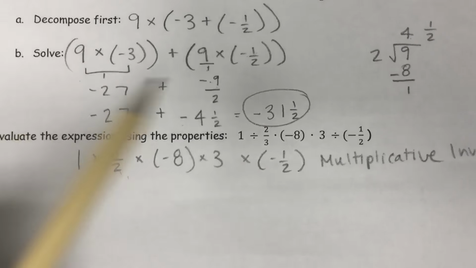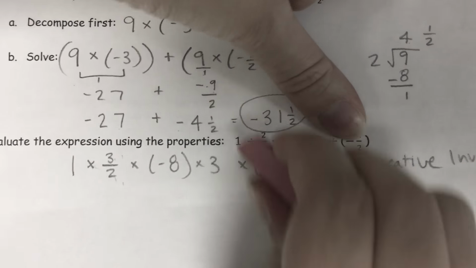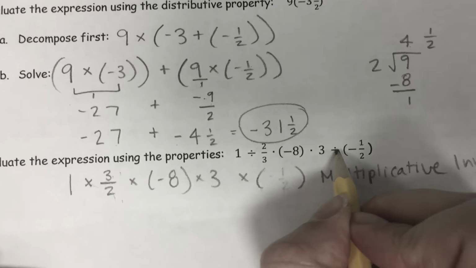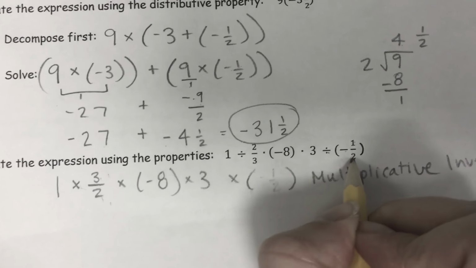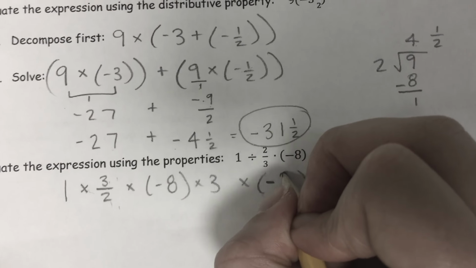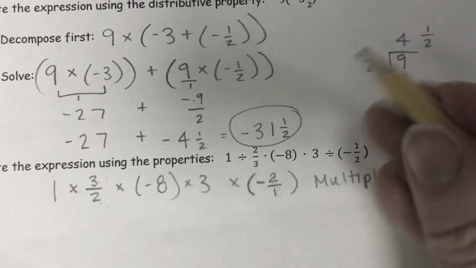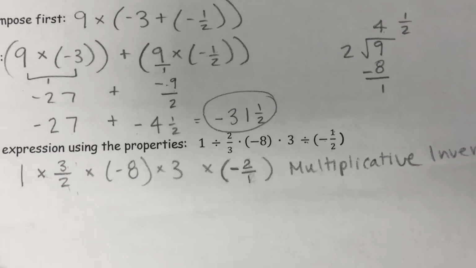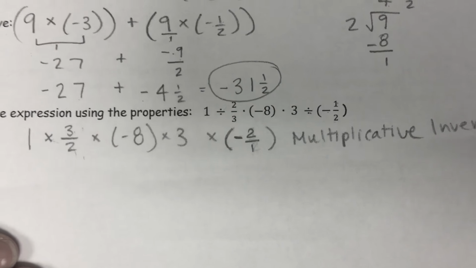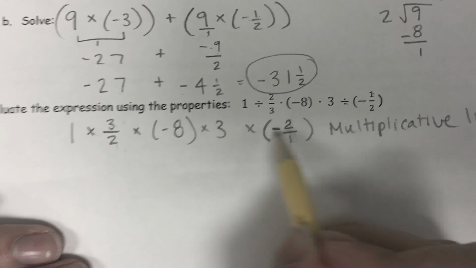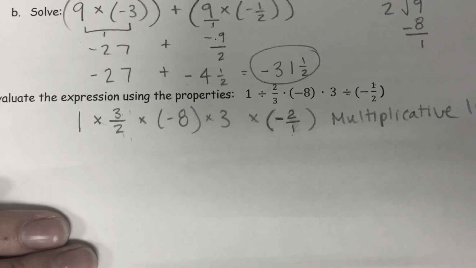Same thing here. Oops, I'm so sorry, I made a mistake, guys. I did not remember to multiply by the inverse here. Multiply, because right here it's dividing by -1/2. So instead you are multiplying by -2 over 1. The inverse of -1 over 2 is -2 over 1. Okay. All right, I apologize for the mistake. Make sure you've changed it to -2 over 1.